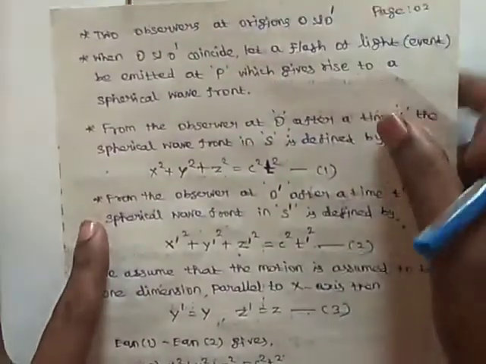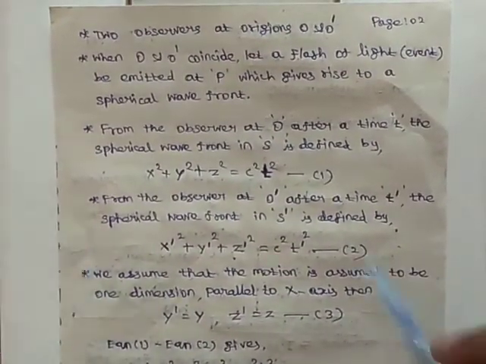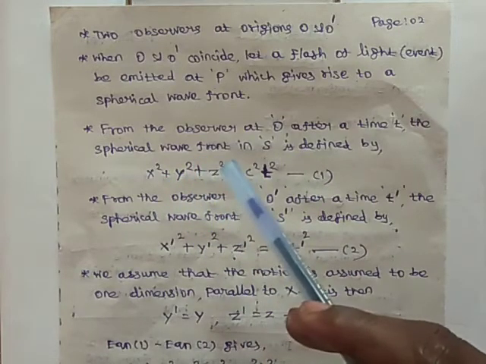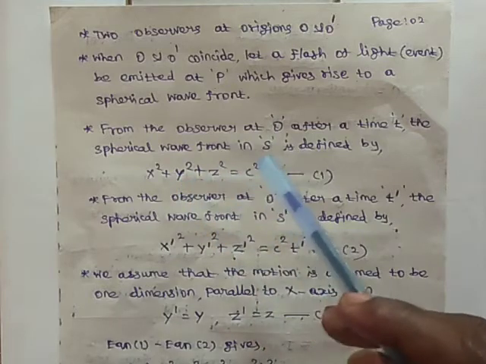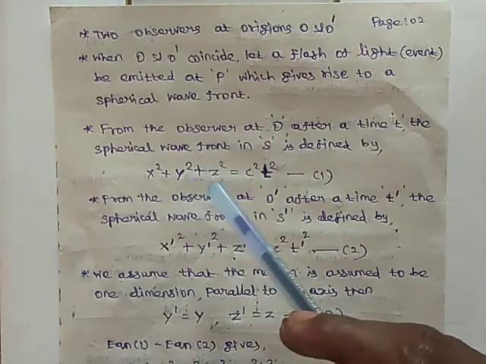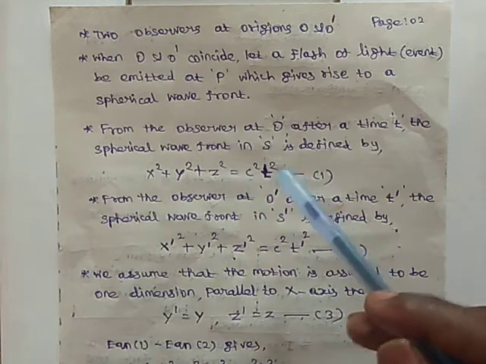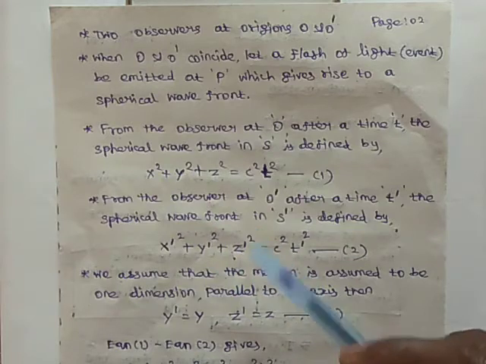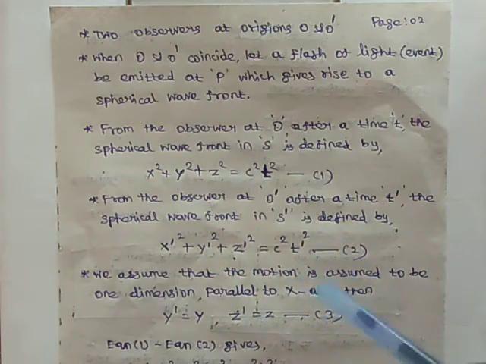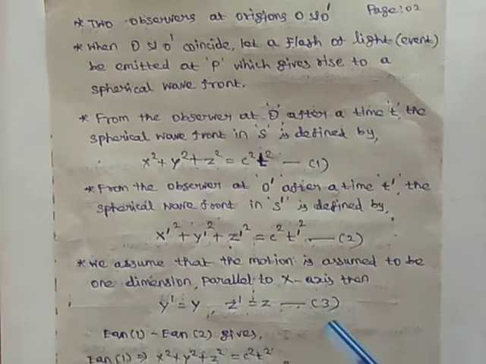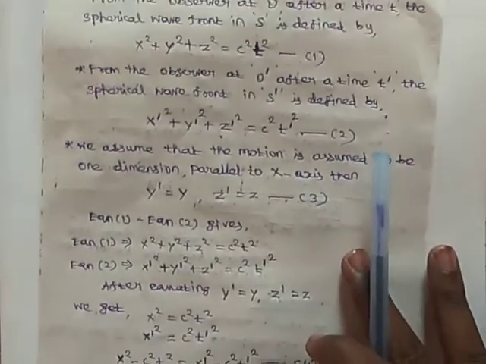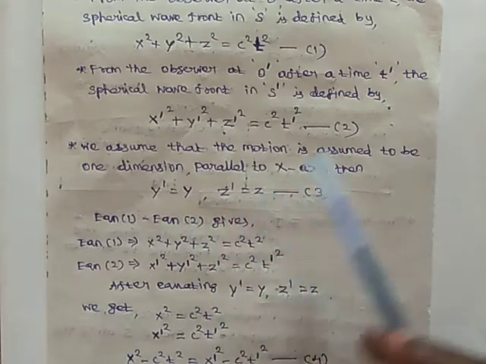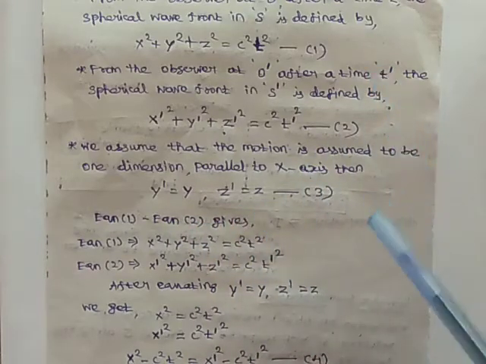And we consider two observers at the origins O and O prime. So we can write the position in the frame S as x square plus y square plus z square is equal to c square t square, and in the S prime frame, x prime square plus y prime square plus z prime square is equal to c square t prime square. So we assume that motion is only along the x direction. So in the other directions, y prime is equal to y and z prime is equal to z. We name these equations 1, 2 and 3.